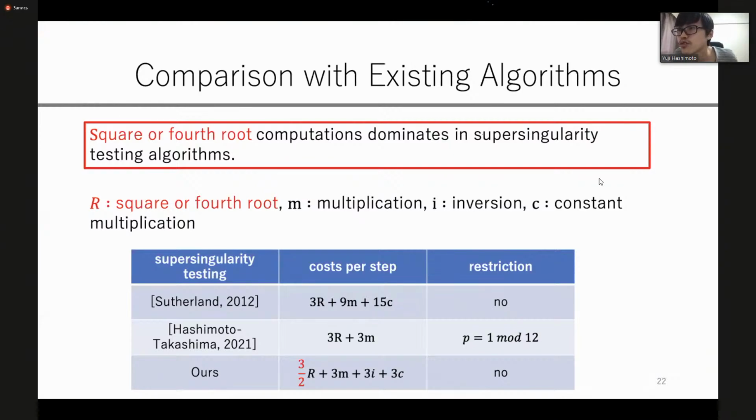Square or fourth root computations dominate in supersingularity testing algorithms. I note that the computational time for square root and fourth root computation is almost the same. I will explain this fact later. We reduce the cost of power root computation by almost half, which is the dominant cost.